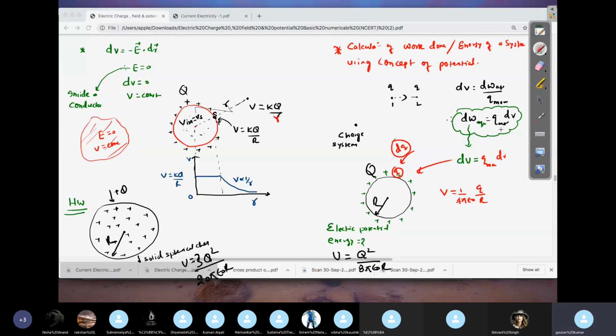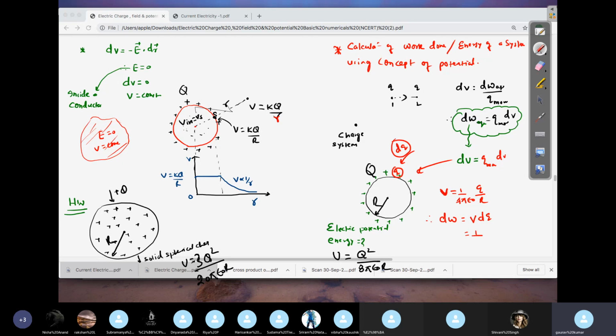Now what will happen? When we write V, it is basically the potential with respect to infinity, so the potential will not change. You can say it's almost constant. But for dq, we will write a small work done as V into dq. So we can write the V value into dq.